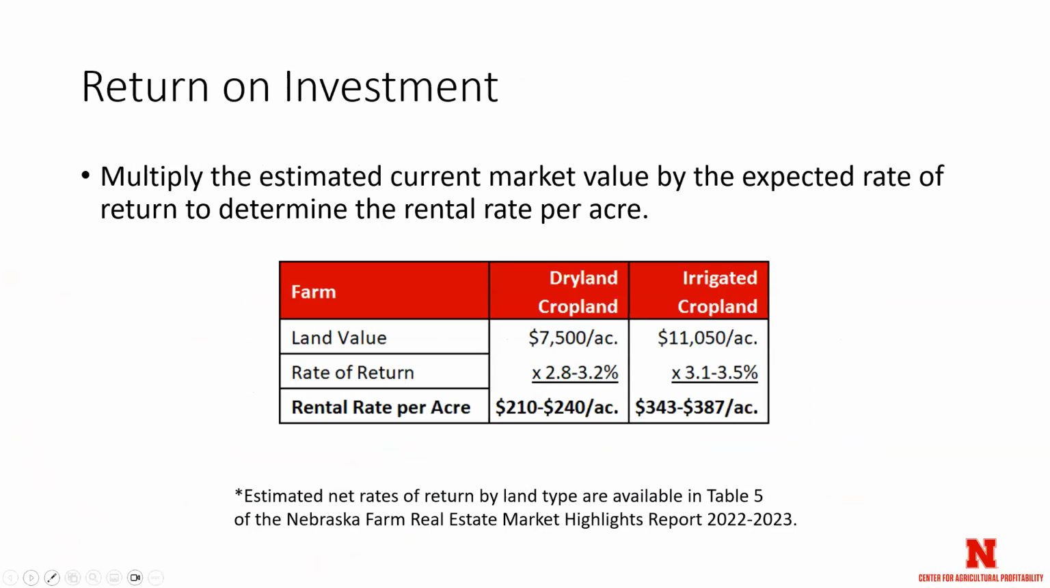Now, the final way, and this is maybe more appropriate for today's topic, given that we're supposed to be on Ag Smart Money Week. Land is an investment, and every investment has a return. With that being said, the rate of return typically is quite low on land. We're talking maybe in the high twos on dryland cropland, and maybe in the low 3% range for irrigated cropland. If you take the market value of the asset and multiply it by the rate of return, this gives us the rental rate per acre. So we take the market value times the rate of return.